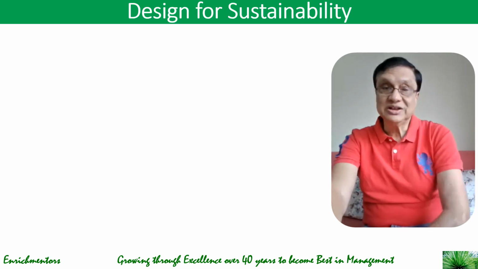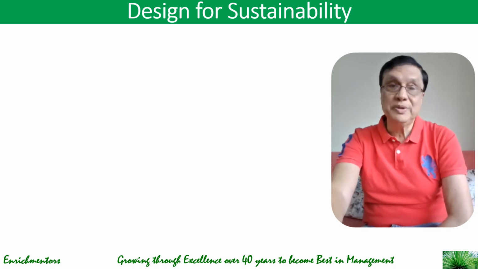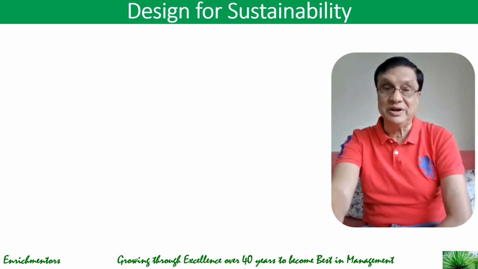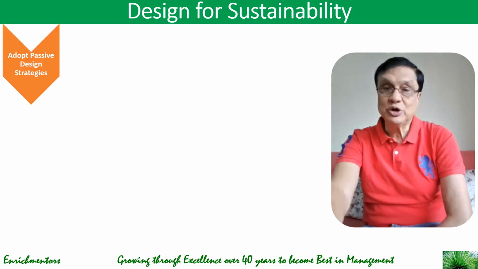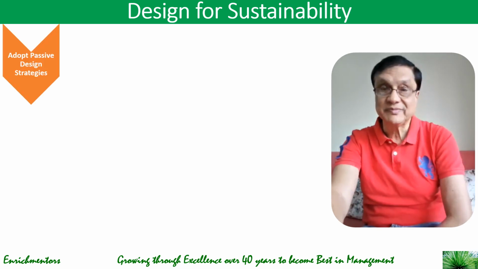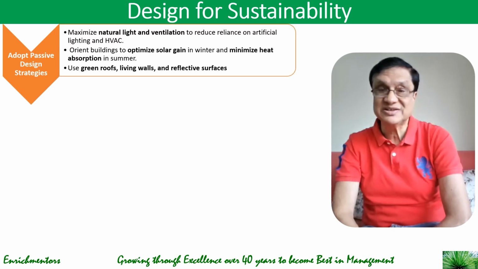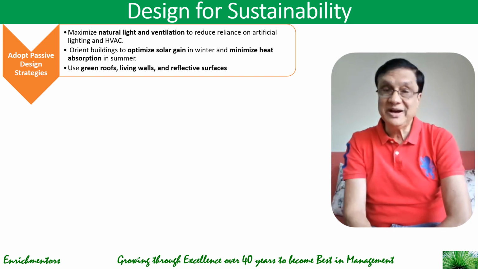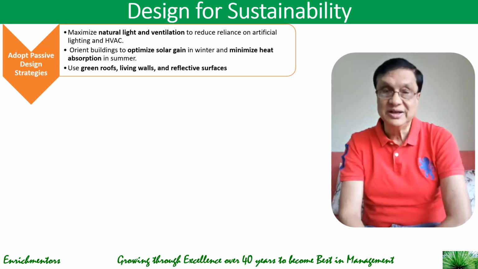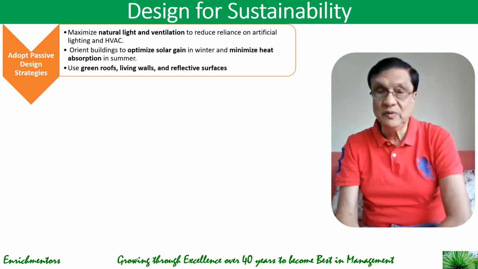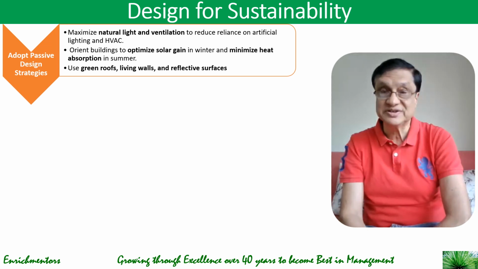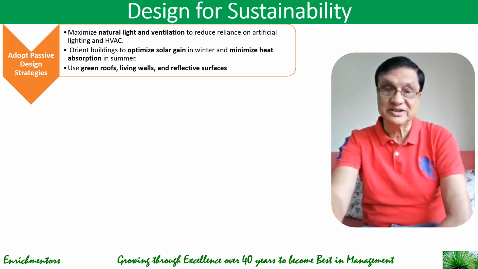What are the things that you need to do? You need to begin by designing for sustainability. That's the first step. And how can you design for sustainability? Start by adopting passive design strategies. Maximize natural light and ventilation to reduce reliance on artificial lights and HVAC. Orient buildings to optimize solar gain in winter and minimize heat absorption in summer. And use green roofs, living walls, and reflective surfaces to reduce heat island effects.